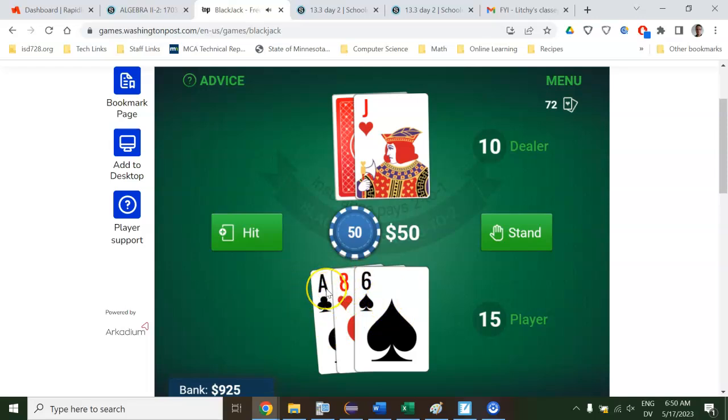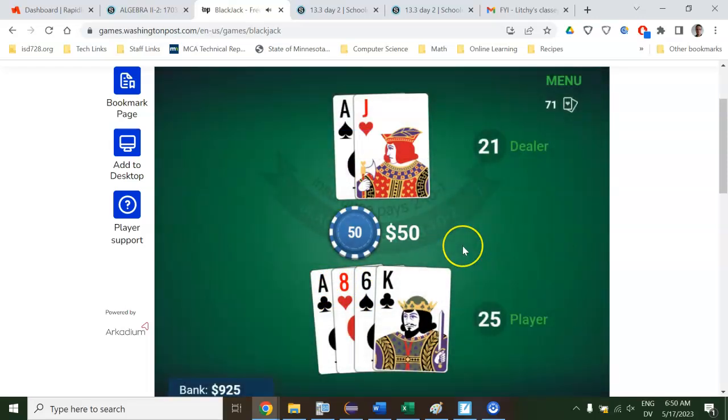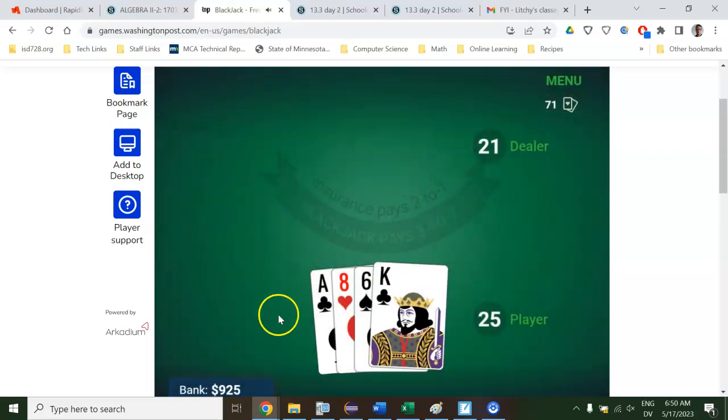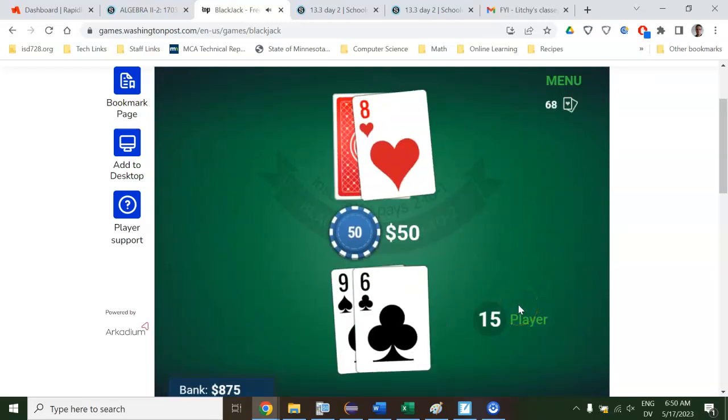But aces can also be 1. So to make it so I don't bust, my ace is now worth 1. And so now I have 14 plus 1 more, 15. So I'm going to hit again, try to see if I can get higher up. Oh, and I busted. So I lost. I went way too high there. And that's called busting. Let's see if I can go through a couple more.